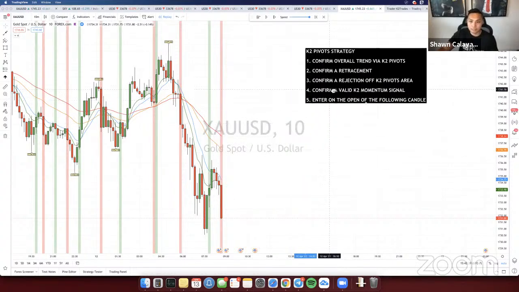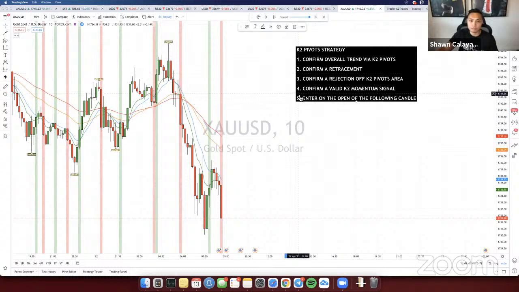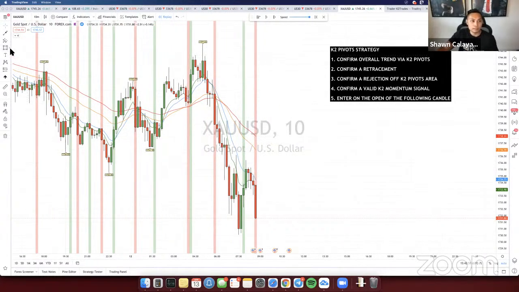It's a similar strategy, there are just more requirements to it. So first, you want to confirm the overall trend using the K2 pivots. You understand how the trend works with the pivots? Yeah. Okay, basically. So right here for the first requirement, since price is below the pivots, the pivots are angling downwards and they're spread out, you can confirm this as a downtrend. So that's going to be requirement number 1.